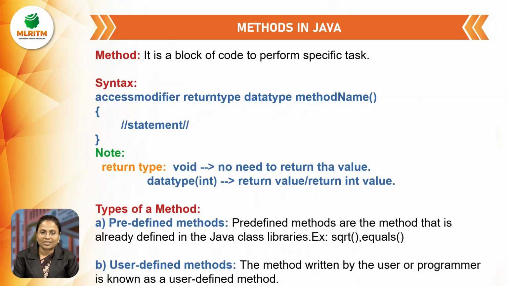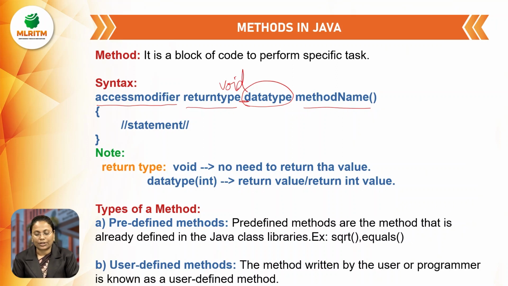So what is the basic syntax of a method? For methods also we use access modifiers. After that we mention the return type. Thereafter the method name, right? If you are not mentioning any data type here, in place of the return type you should keep a return type called void, right?